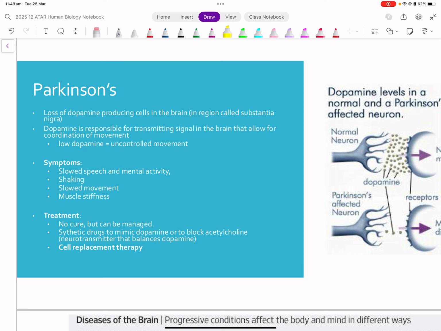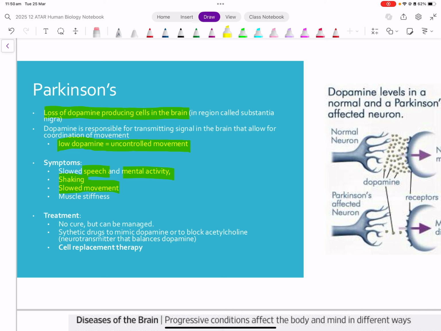Parkinson's disease is caused by a loss of dopamine-producing cells in the brain. What that is ultimately going to do is impact the signaling in the brain that allows for the coordination of movement. So if you have low levels of dopamine, you're going to have relatively uncontrolled movement. Now, this isn't movement necessarily just in terms of walking. This is things like speech, mental activity, shaking through movement, so that really fine motor control, not quite there. General movement is quite slow, and it can also lead to symptoms and feelings of muscle stiffness as well.